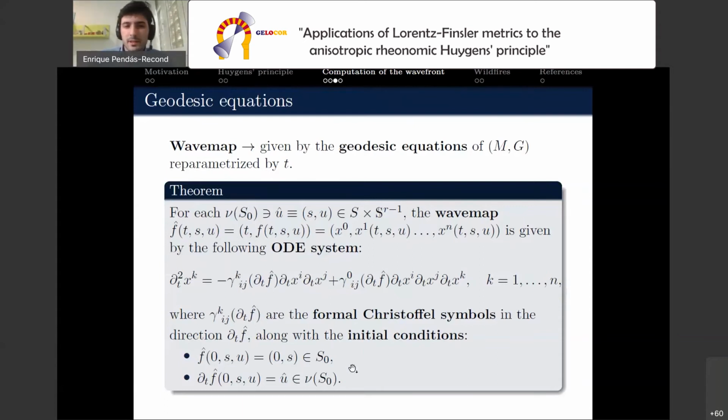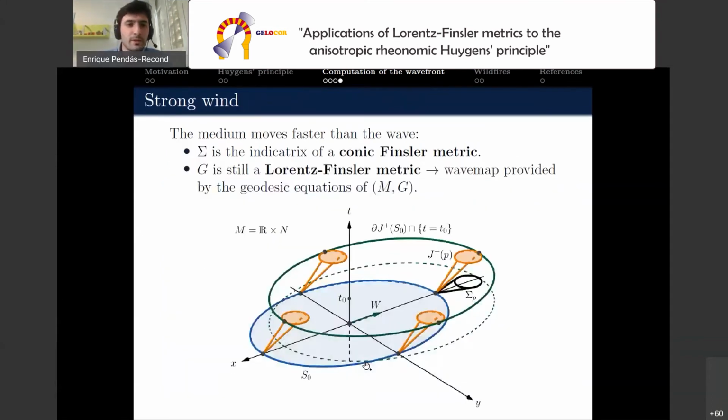So we have seen so far that this geometric framework removes the usual restrictions of isotropic and time-independent propagation. There is also another problem that it naturally solves, which is the strong wind case. This is a situation when the medium moves faster than the wave. Think, for example, of a sound wave and a wind so strong that it completely drags the wave with it. And what happens in this case is that sigma doesn't enclose the zero vector, and therefore it doesn't define a Finsler metric, but a conic Finsler one.